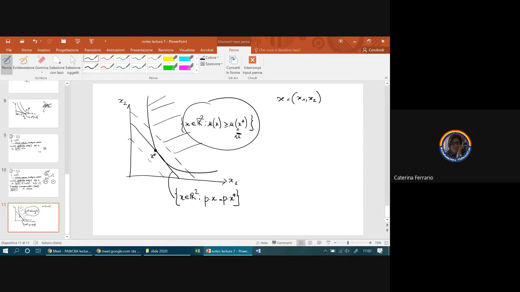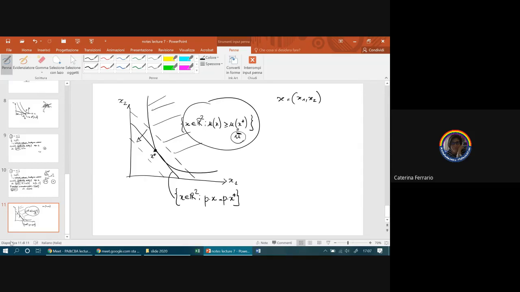This is our budget line, so it could be upper or lower. We take all the consumption set X that are associated with at least the level of utility U bar, and we take the one which is on the lowest possible budget line. Okay. When we have this, we have the solution to the expenditure minimization problem.